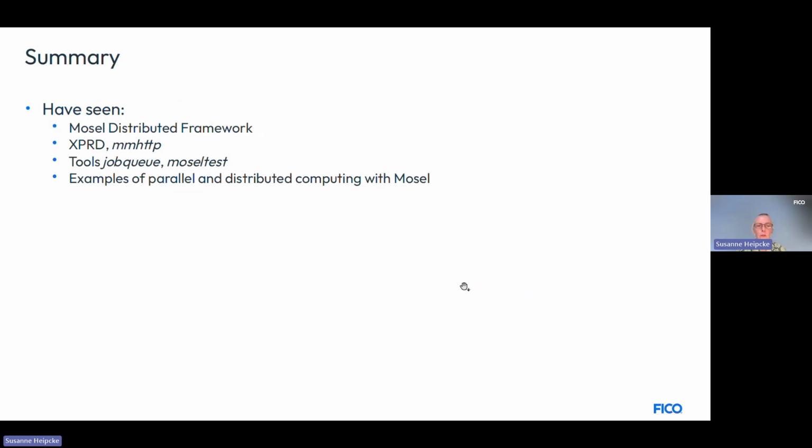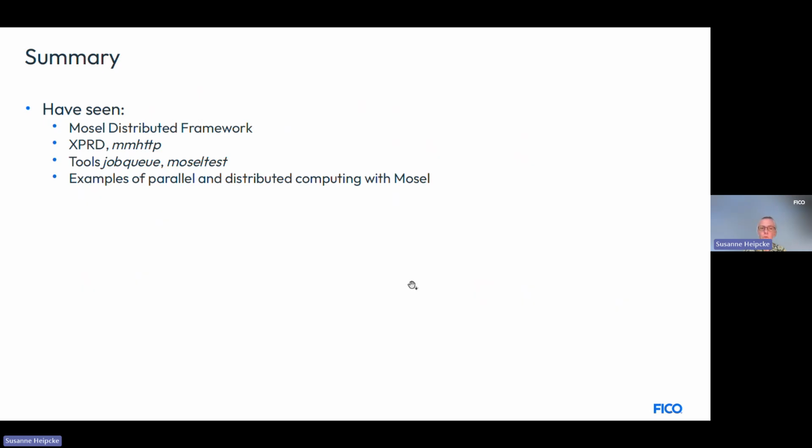Okay, well, with this, I have reached the end of today's talk. So we've seen the Mosel distributed framework, a really quick walkthrough of the functionality, also talking about XPRD, the library version, and HTTP, and then the tools: job queue, or the parallelization features for job queue for writing your own apps, and the parallelization features of Mosel test, along with a number of examples, non-exhaustive.